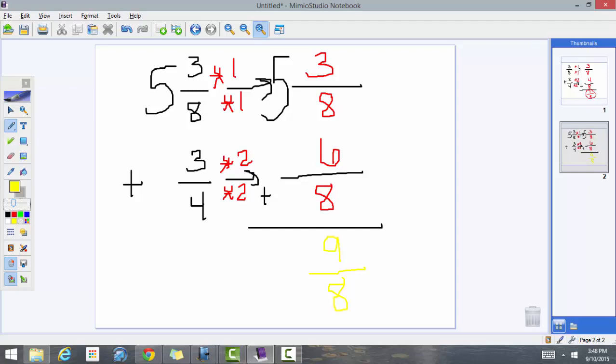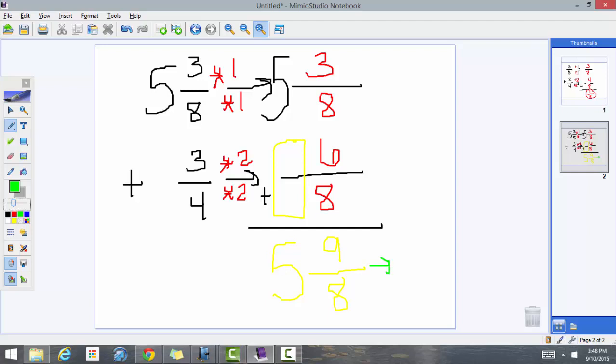Well, thankfully, there's only a 5, and there's nothing in front of the second fraction to add to 5, so we're just going to keep it 5. It's almost like we did 5 plus 0 is 5. However, if you're analyzing that final answer, something looks different. We can't have an improper fraction within our mixed number. So we're going to analyze this 9/8 and convert it into a mixed number.